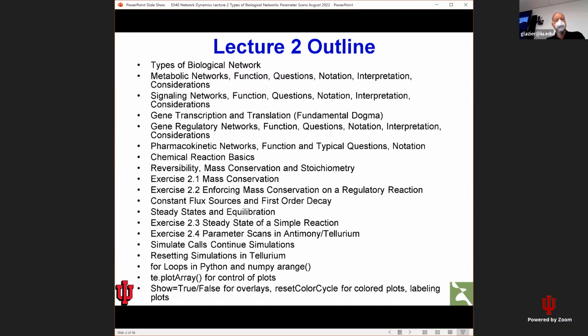And then we're going to do some very, very simple chemical reaction basics, talk a little bit about reversibility, mass conservation, and stoichiometry. And then starting from that, we'll build a very, very simple simulation, which is more or less the one we did last week. And we'll introduce the concept of a steady state. And then we will do a little bit of computing to do parameter scan. And I know the last homework problem was trying to figure out on your own how to do a parameter scan. So if that was confusing, then today we'll do it together.